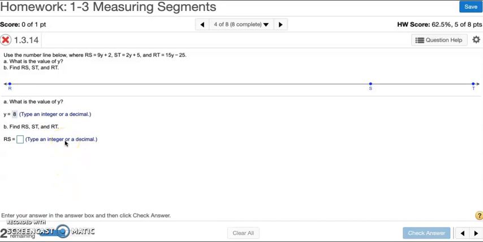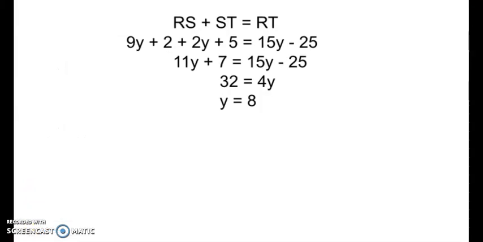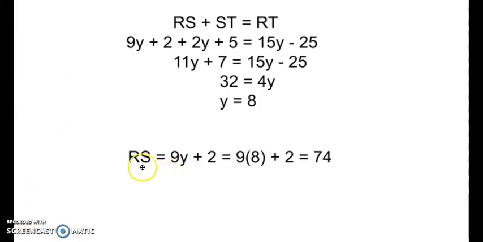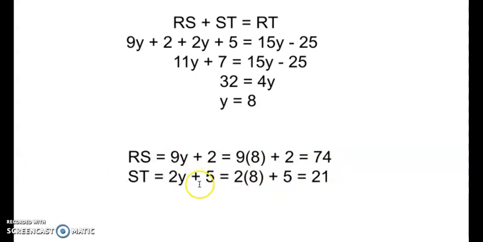Now we need to substitute in to find RS, ST, and RT. Substituting it in for RS, which is 9y plus 2, put 8 in for y, you get 9 times 8 plus 2 is 74. ST, which is 2y plus 5, 2 times 8 plus 5, you get 21. To get RT, you add them up because RS plus ST equals RT.